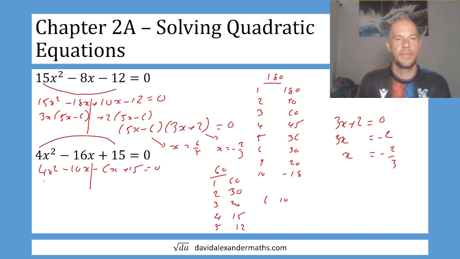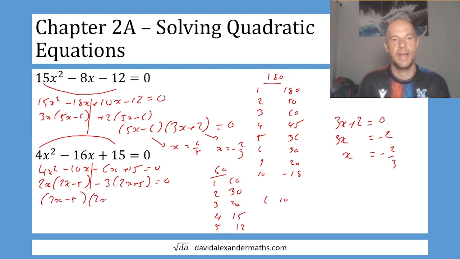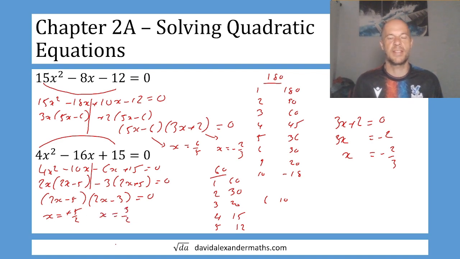Split down the middle, factorise the left-hand side, so that's going to be 2x lots of 2x minus 5, and this is going to be minus 3 lots of 2x minus 5. So we've got two factors, 2x minus 5 is one of them, and 2x minus 3. So therefore our solutions are positive 5 over 2 and positive 3 over 2. Don't know why I actually wrote plus. You don't need to write plus, of course. Just make sure you write minus if it's negative.